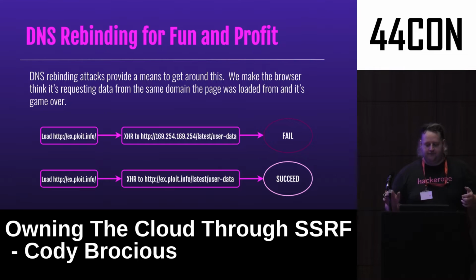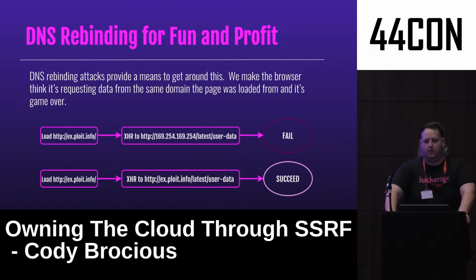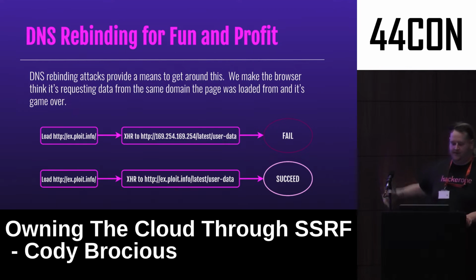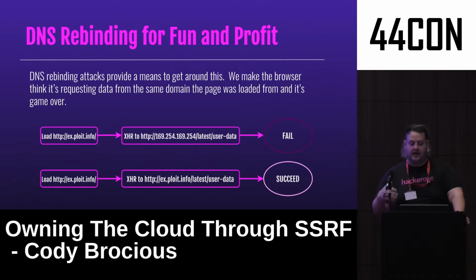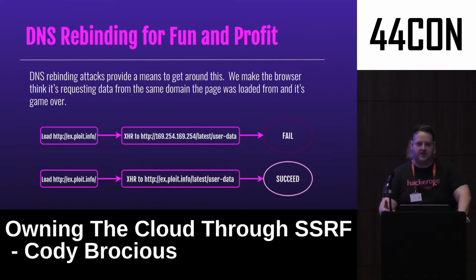So same origin policy, like I talked about before, makes things really difficult when you're actually trying to fetch some random host. If you're on exploit.info and you try to make an XML HTTP request from JavaScript to 169.254, etc., it's going to fail. The browser is going to say, no, you don't have permission to do this. This is not a thing that you're allowed to do. That's standard browser security that we've all known about.